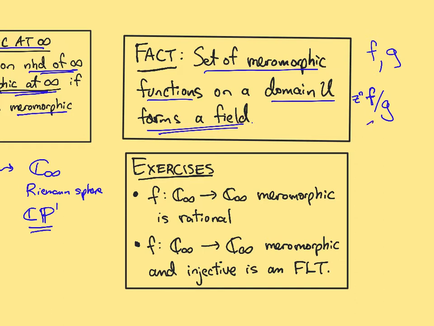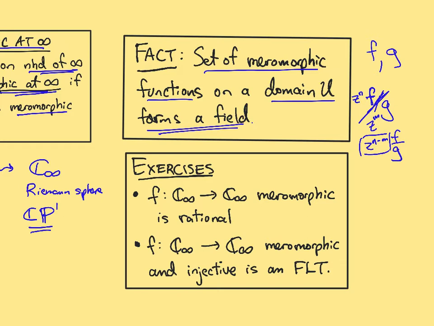And I can hit g with a power of z to make it analytic and non-zero at 0. And that's kind of a unified definition of having a removable singularity or a pole. You can do this in either case. But then that means that the function f over g times this power of z will be analytic and non-zero at 0. So you can do this at any possible singularity if you start out with meromorphic functions.